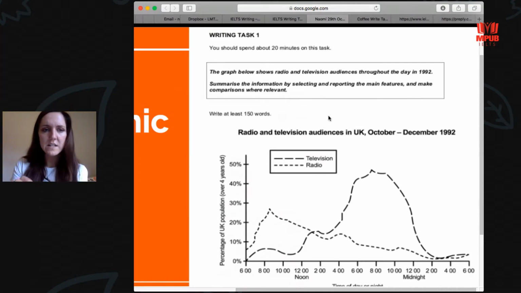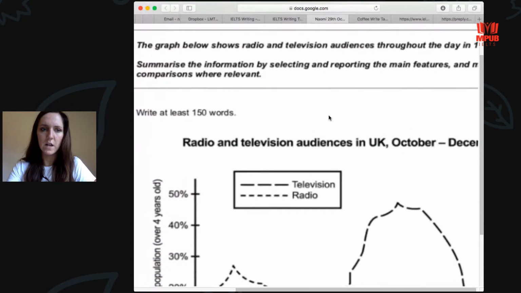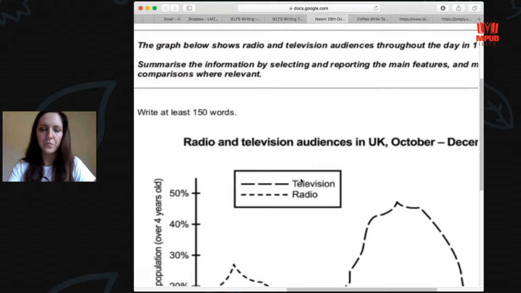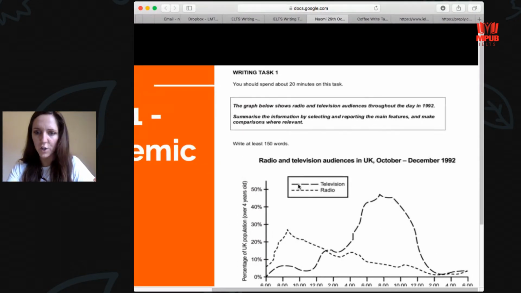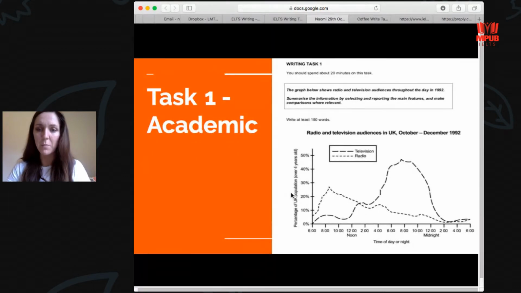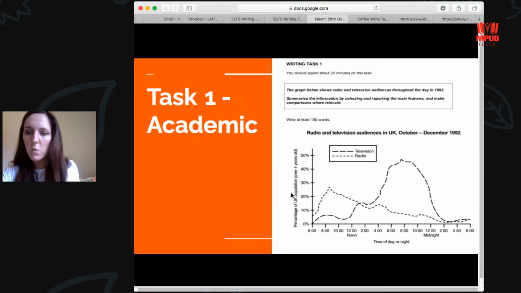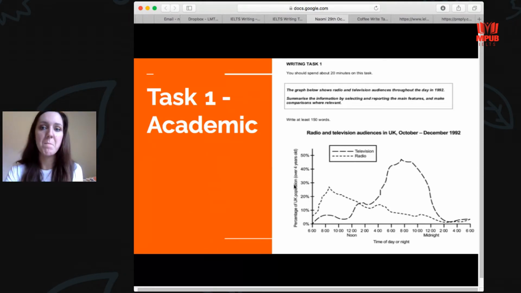So what is this longer line telling us? The longer one is television. Right, I'll just zoom in so you can see that. So what can I see happening with television? What is the main time of day that people are watching television? Here we can see it is about 8 p.m. Right, it's about 8 p.m.